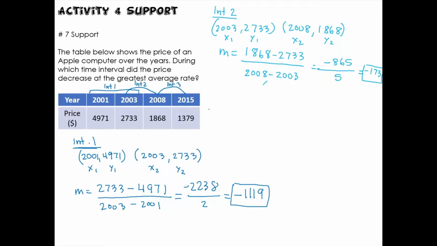So now we're going to try from here. So from 2008, this is the third interval. Let me just change the color again. I'm going to go a little bit purple. So interval 3. So we're going to have 2008, 1868 to 2015. Oh, I didn't mean to close that parenthesis. And then this is going to be 1379.